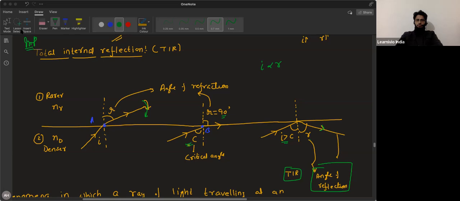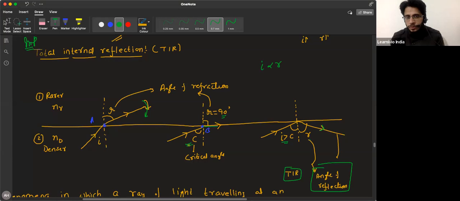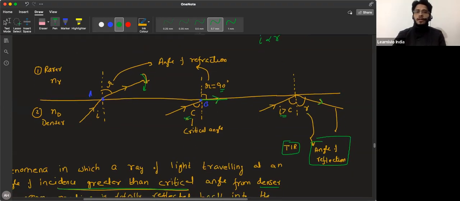At the critical angle it reflects back, right? No, no, no. Light will not reflect at the critical angle. The light will graze. See, the light ray is grazing over the surface. It will reflect back if your angle of incidence is greater than the critical angle. TIR occurs if the angle of incidence is greater than the critical angle, not at the critical angle.